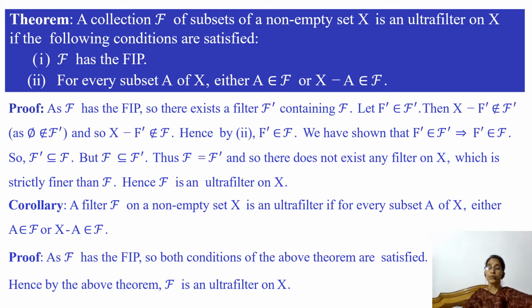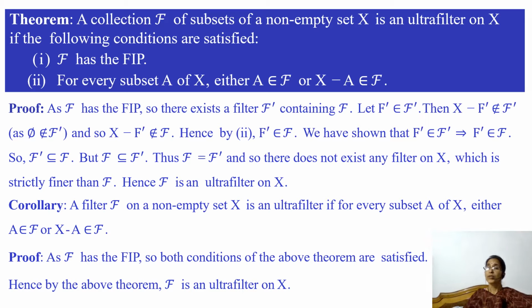Here, collection F has these two properties, that is, F has the finite intersection property, and for any subset A of X, either A belongs to F or complement of A belongs to F. Then we have to show that F is an ultrafilter on X. Since F has the finite intersection property, then we know that there exists a filter F' containing F. Let F' be a filter.